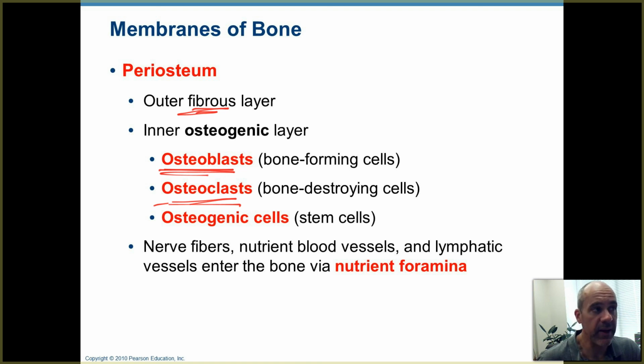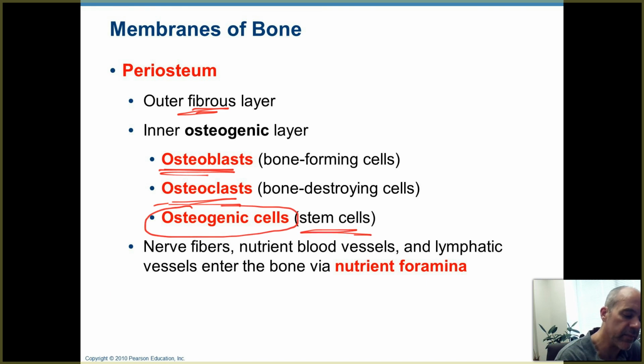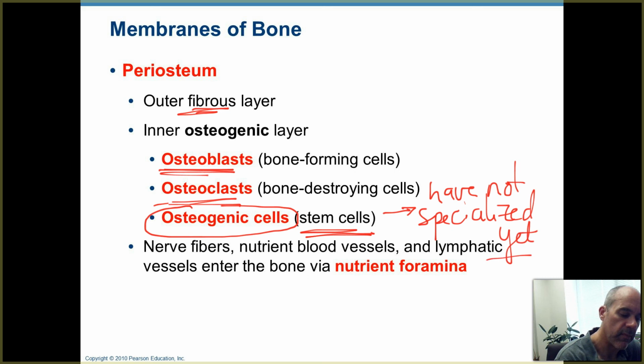So those cell types are actually there in the periosteum, in that connective tissue covering, and they can migrate to locations where they're needed for bone forming and bone destruction. And you've got another cell type in there called an osteogenic cell, and they're a type of stem cell. Stem cells are cells that have not specialized yet. They haven't taken on special functions. And we'll see what the lineage is with these cells. What do these osteogenic cells become as we move through the different topics here?